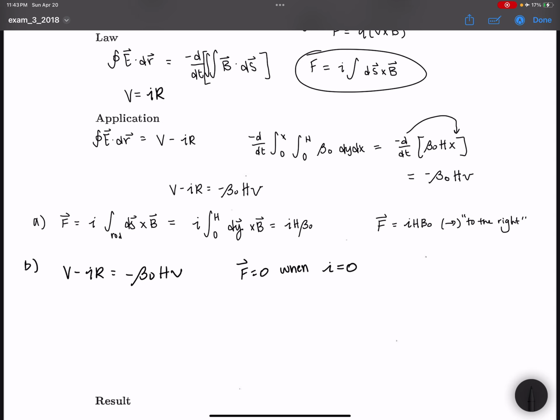Anyway, so for zero current, we're going to use the Faraday's law equation, and we can just go ahead and set I equals 0. Perfect. So V equals negative B naught h v. And the V is velocity. This V and this V are not the same. This one is voltage, and this is velocity. Hopefully you can tell with my handwriting difference.